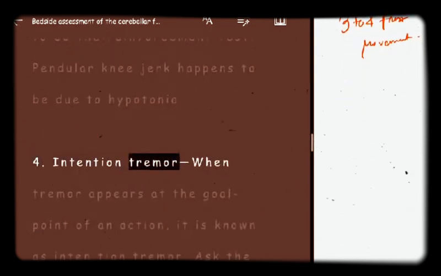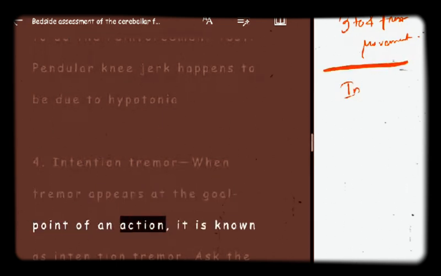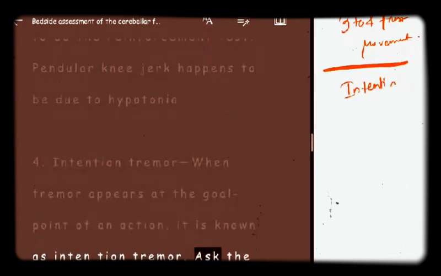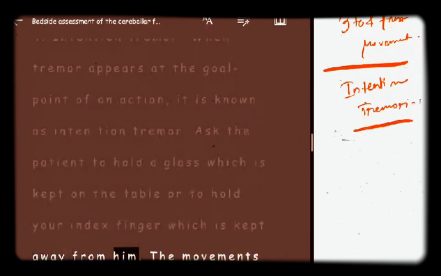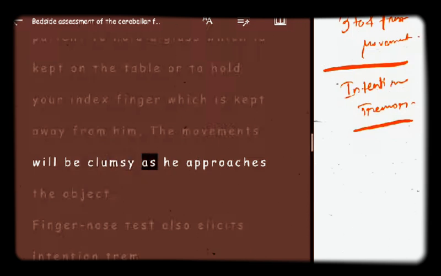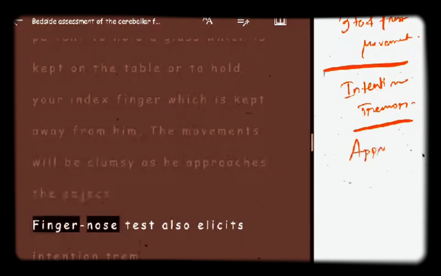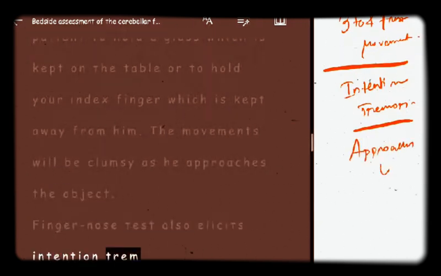4. Intention tremor. When tremor appears at the goal point of an action, it is known as intention tremor. Ask the patient to hold a glass which is kept on the table or to hold your index finger which is kept away from him. The movements will be clumsy as he approaches the object. Finger-nose test also elicits intention tremor.